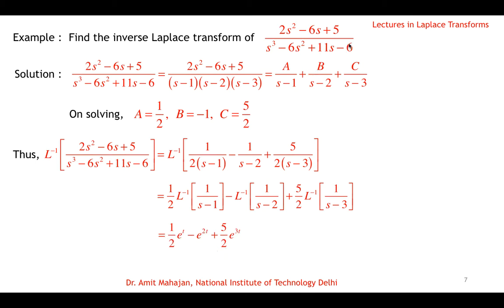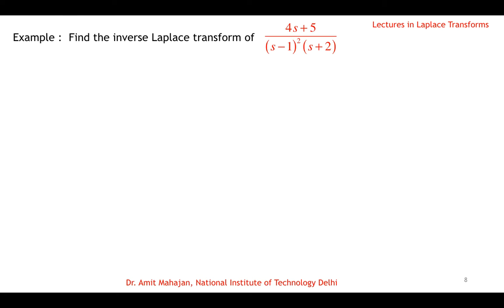Okay, so we can use partial fractions, and then we can use properties to find the result. So I take one more example here. Say, find the inverse Laplace transform of (4s + 5) over (s - 1)² (s + 2). Okay.